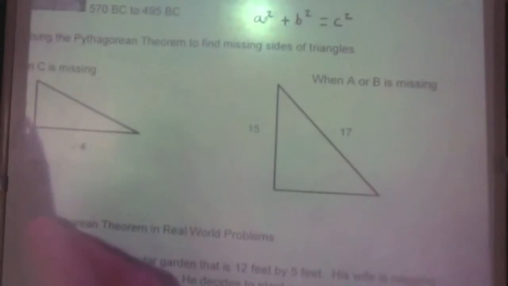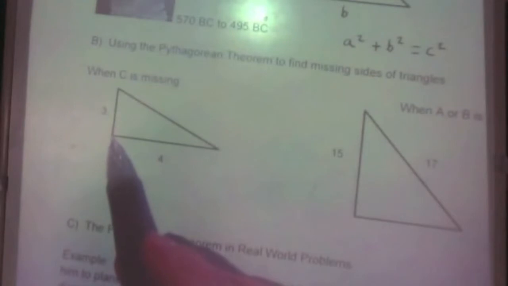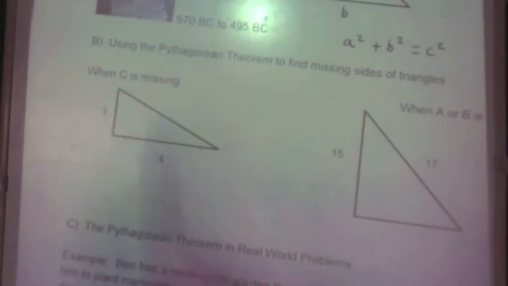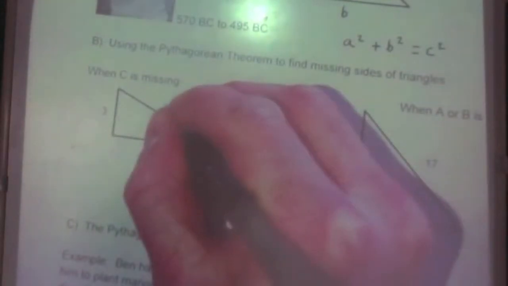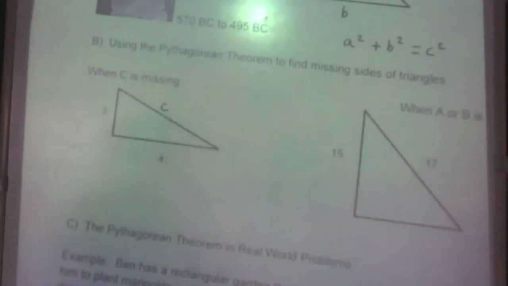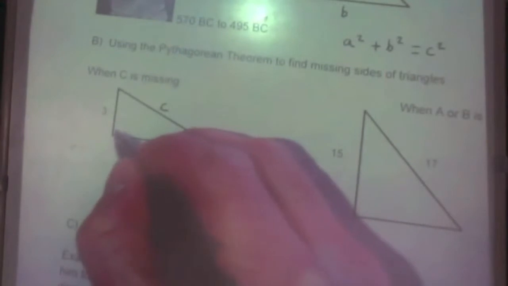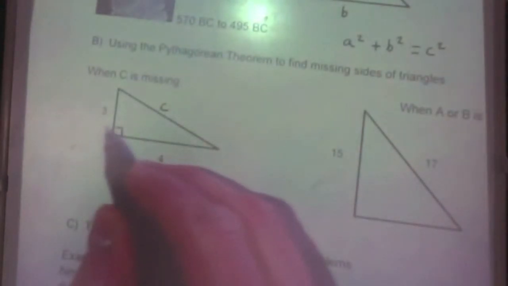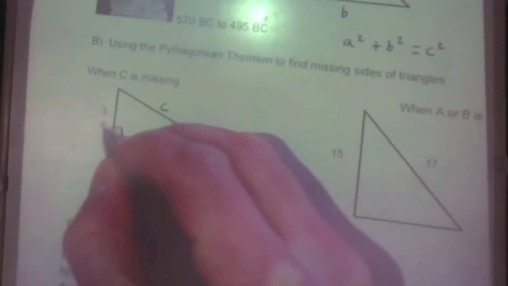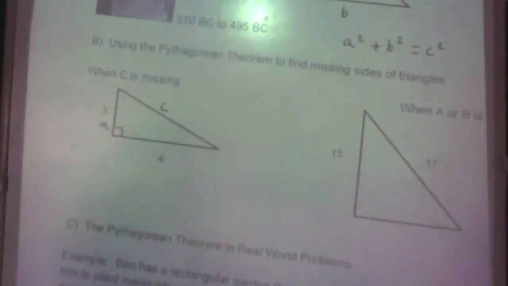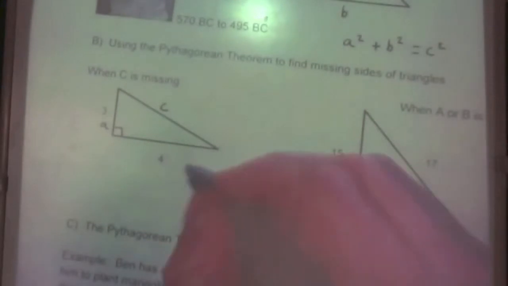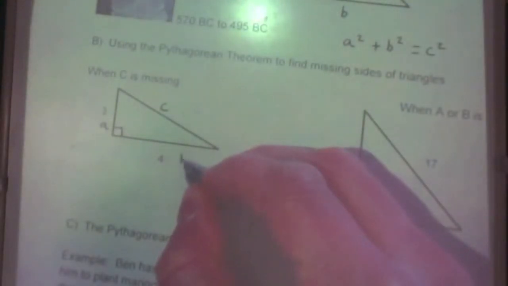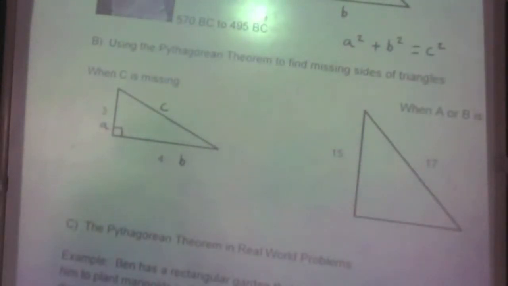And here's the first triangle that we are going to work with. In this triangle, C, the hypotenuse, is missing. We do not know what C is, so we're going to figure that out. Here's our right angle, and we know one of the sides is 3, so we'll call this A. That's one of the legs. And we know that this other side is 4. We'll label that B because that's the other leg.